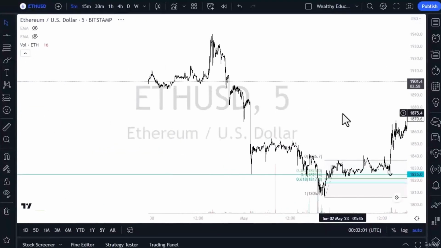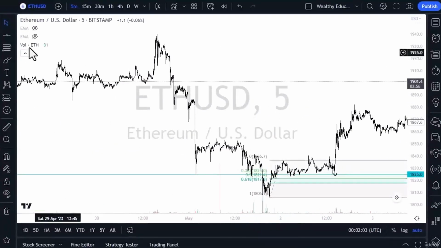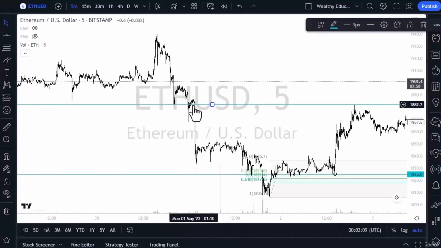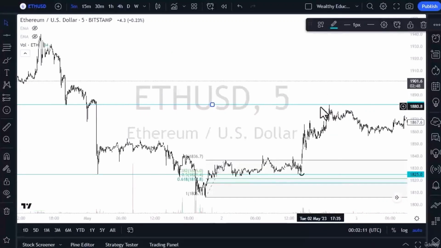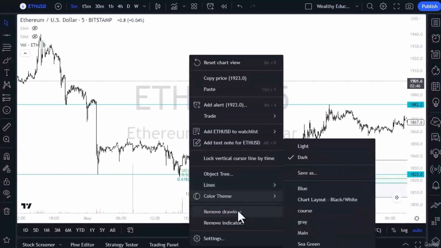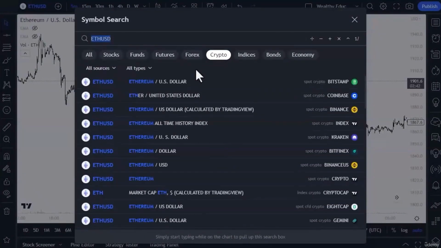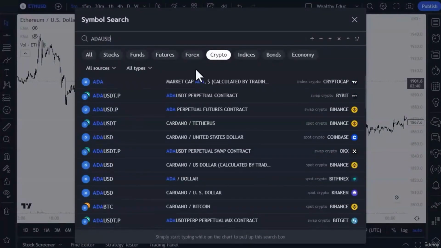Now, the question then becomes, where do you aim for? Well, you start looking at the chart at areas that could be of interest. And notice we sold off right there, so you would expect to see resistance. And that's exactly where we hit. So that's a pretty straightforward trade. Let's take a look at Cardano.